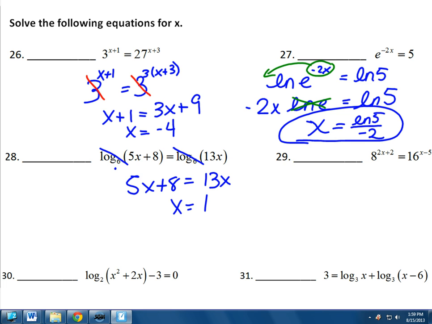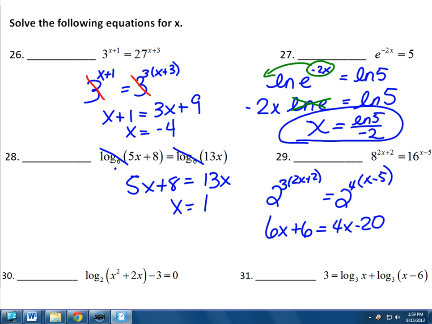Let's look at 29. I'm going to write 8 as 2 cubed. Oops, 2x plus 2. I'm going to write 16 as 2 to the 4th. So now I know that 6x plus 6 should equal 4x minus 20. All right, so 2x should equal negative 26. X must equal 13.